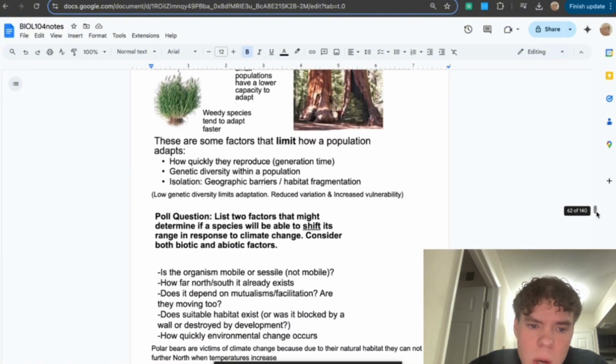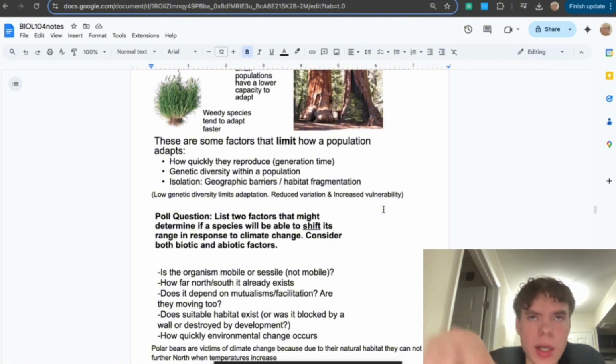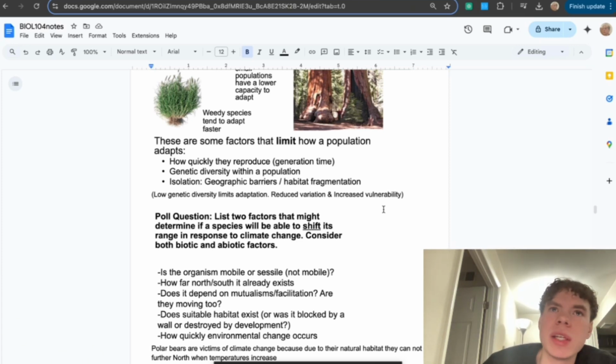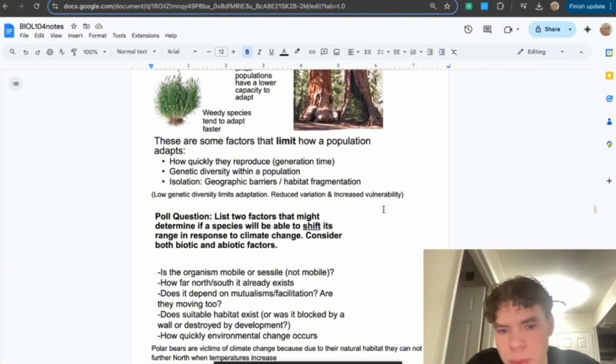What factors limit how a population adapts? How quickly they can reproduce, the genetic diversity, and any isolation or geographical barriers. For example, if there's a change in an environment, but the population isn't able to leave, say it's on an island, then that species is probably going to go extinct if it's geographically isolated and there's nowhere for it to go.